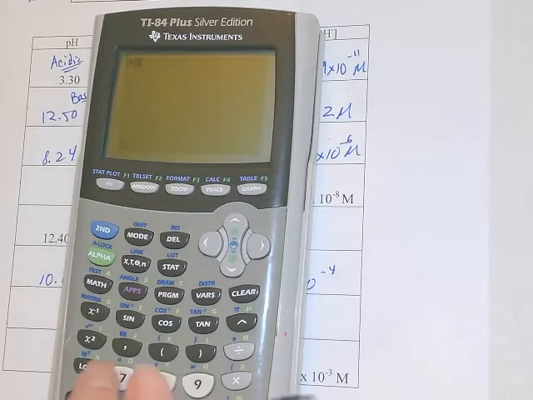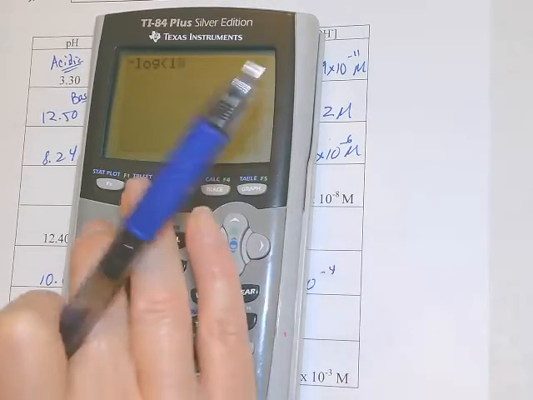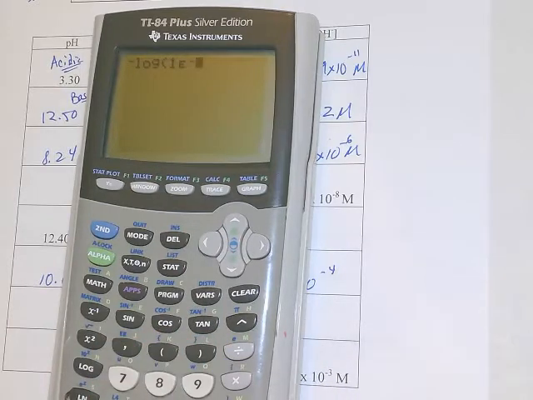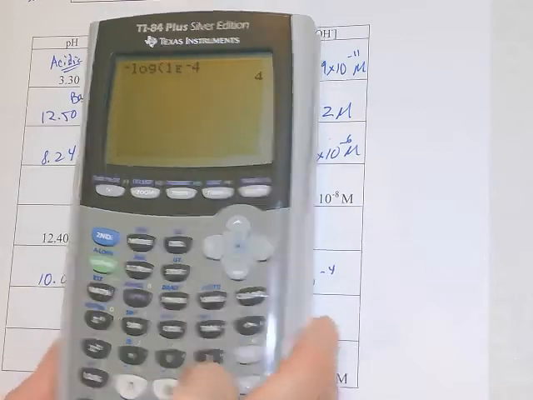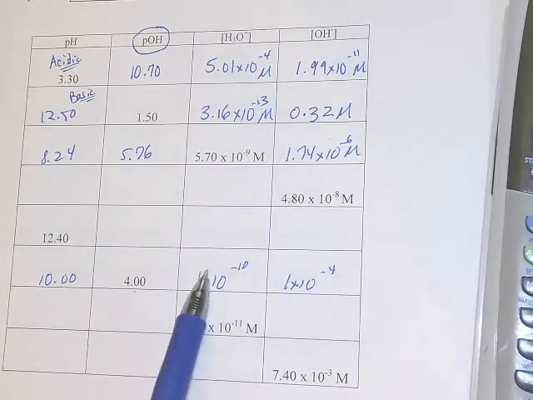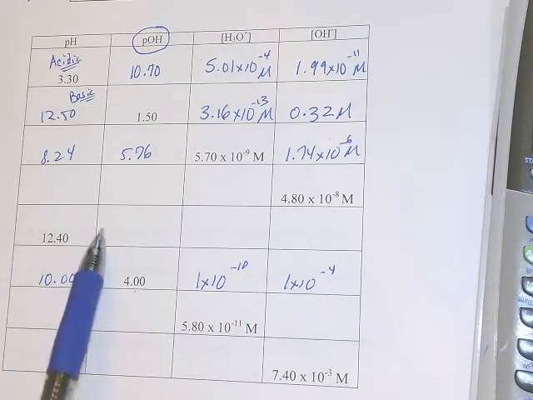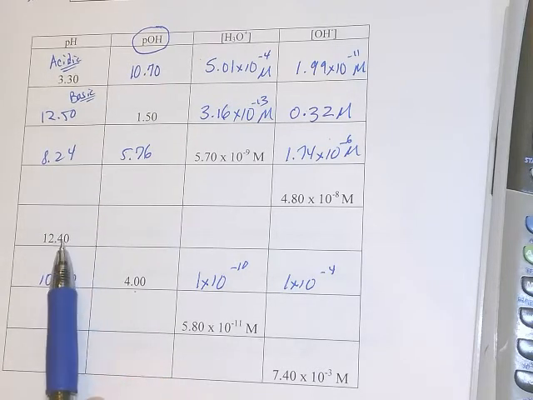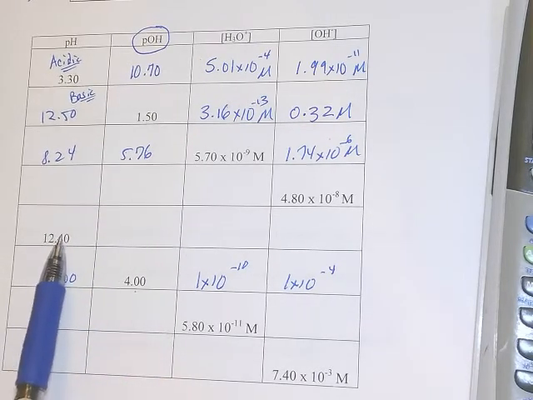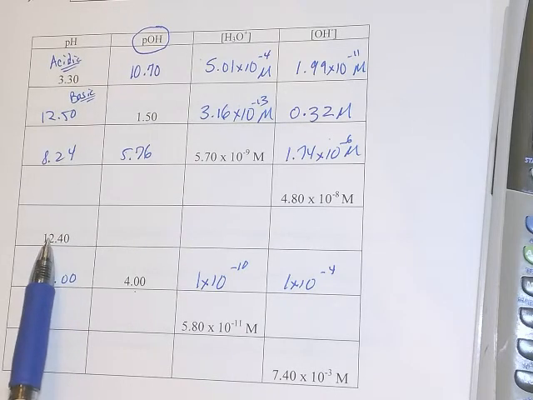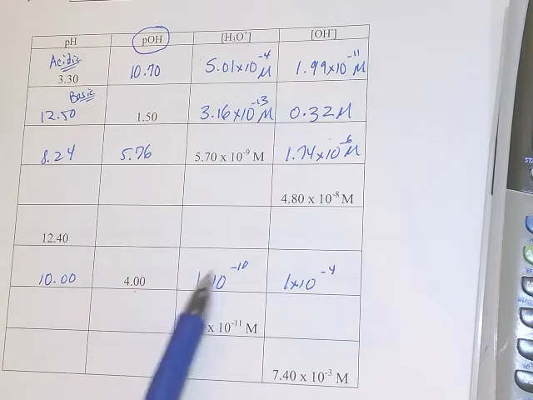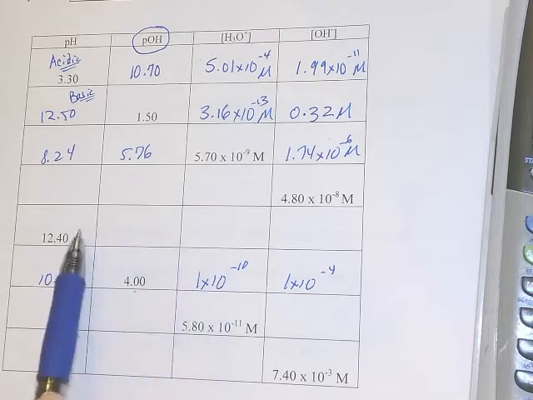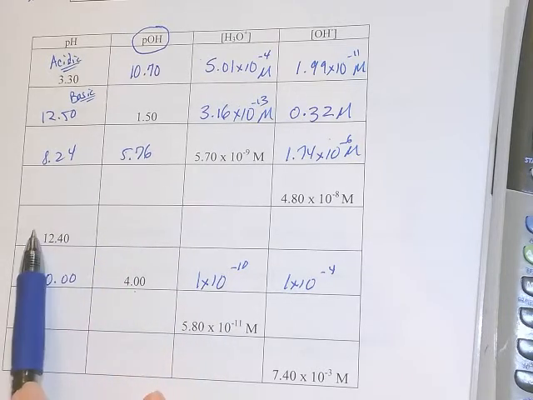So the negative log of 1 times 10 to the negative 4 is always going to come out to be a whole number, 4. So you can begin to predict if your number is very close. Okay, so here you've got 12.4. It's not exactly 12, so you're not going to have 1 times 10 to the negative 12.